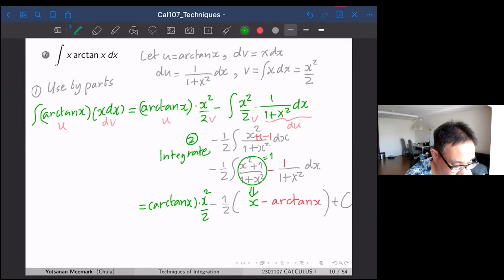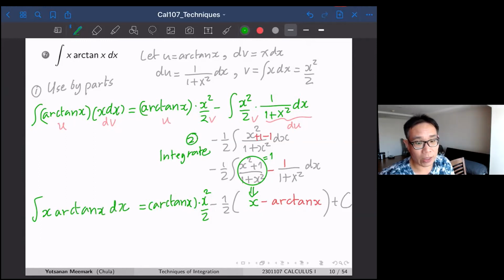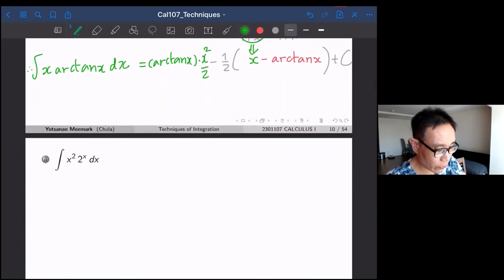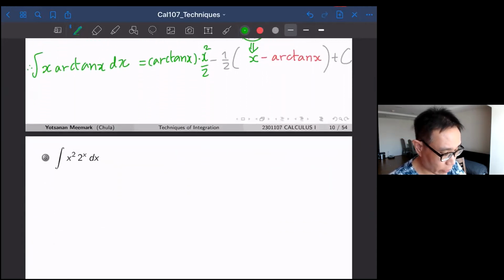This one is not the substitution, it's just the algebra where you simplify the term in order to obtain the final answer. So for this one, it's going to be integrate x arctan x dx for the final answer. So for the next one, you have the integral of x squared 2 to the x dx.